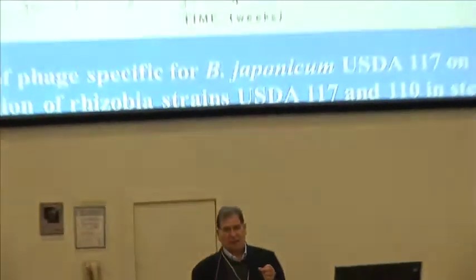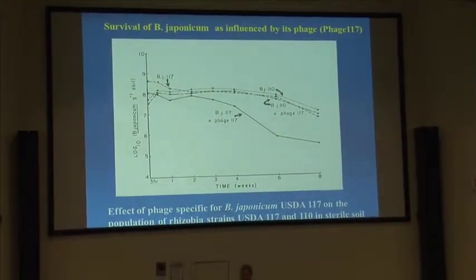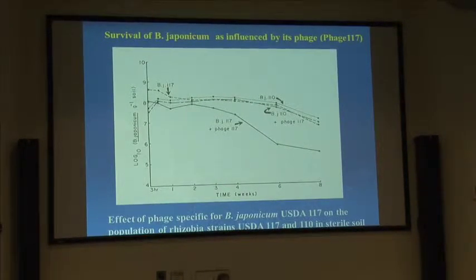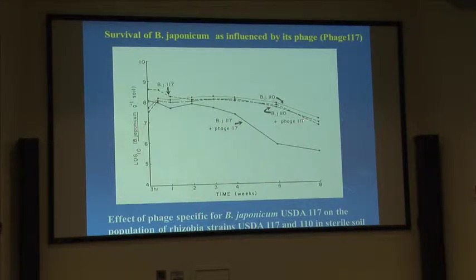In the early 80s, we looked at the survival of the virus or phage in the soil. If you want to apply it to the soil, you want to make sure it survives long enough, at least until the plants have good infections by the bacteria and form the nodules. One of the early viruses we used was bacteriophage 117, isolated from the rhizobia strain 117. This virus did not affect the USDA strain 110.